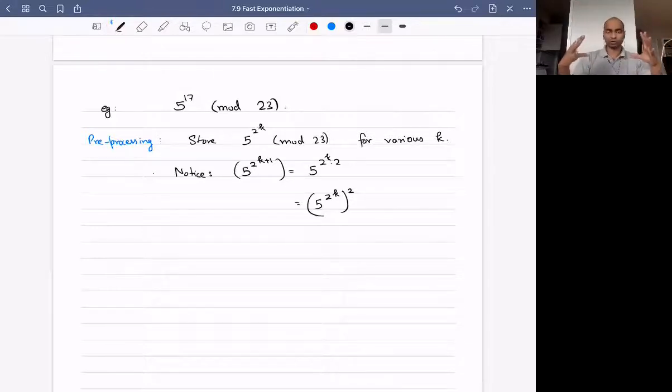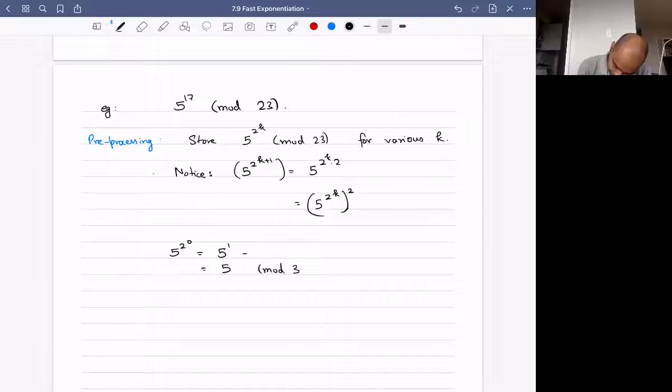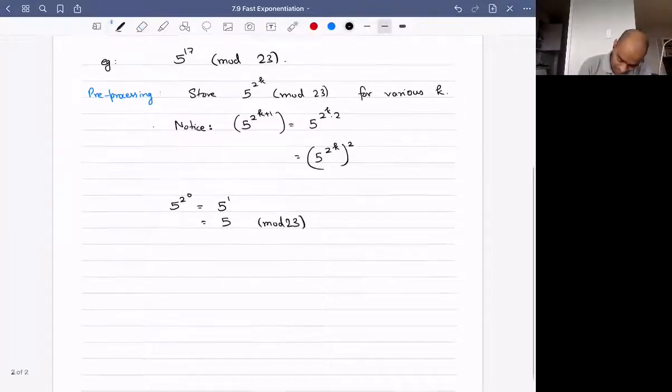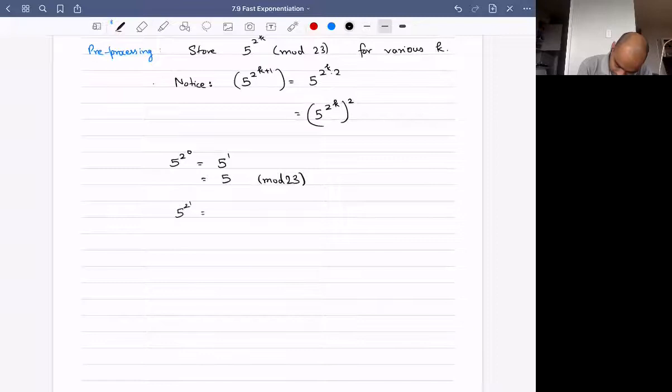So if I know what 5 to the 2 to the k is, then the next step is obtained by simply squaring that thing. Then the next step is obtained by simply squaring that thing, and so on. And here's how it goes. 5 to the 2 to the 0 is 5 to the 1, which is just 5 mod 23. Then 5 to the 2 to the 1 is obtained by squaring the previous thing, which is 25 mod 23. Now 25, when you divide by 23, gives you remainder 2.